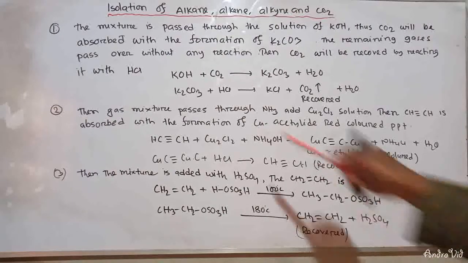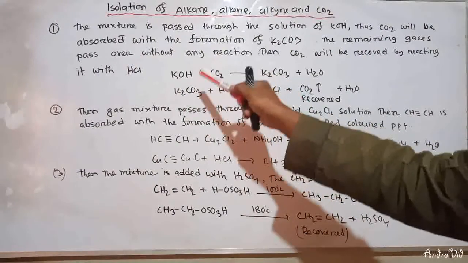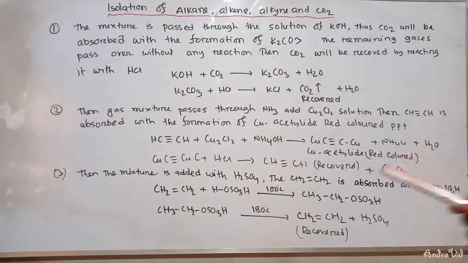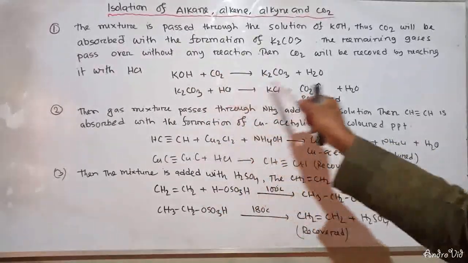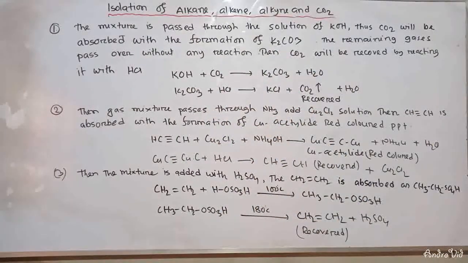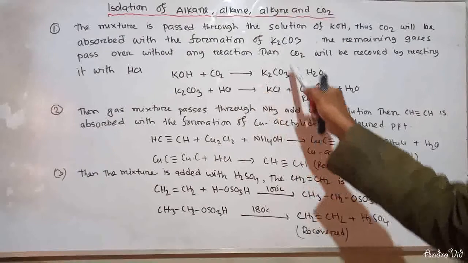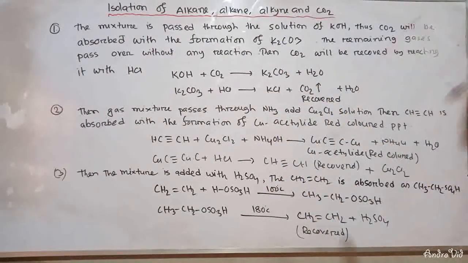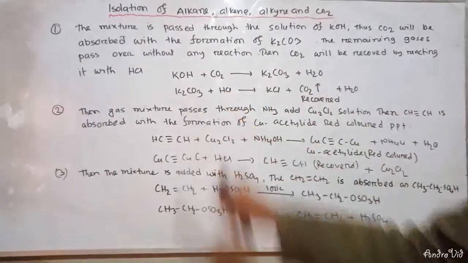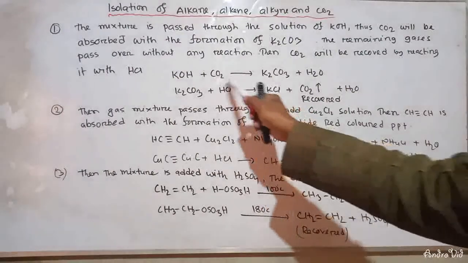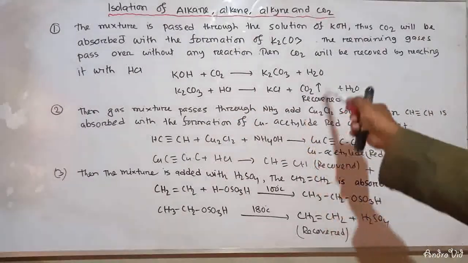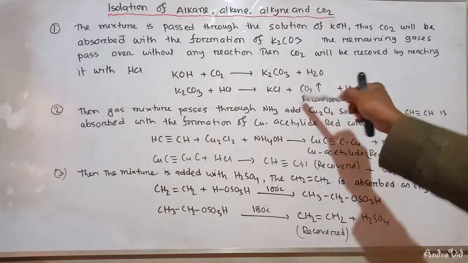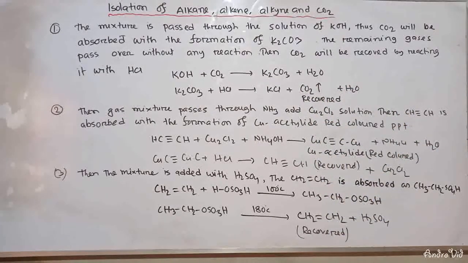When the mixture is passed through potassium hydroxide, the potassium hydroxide absorbs the carbon dioxide to produce potassium carbonate. Then this potassium carbonate will react with hydrochloric acid, and with the addition of hydrochloric acid, carbon dioxide will be produced again, and in this way carbon dioxide will be recovered and separated.